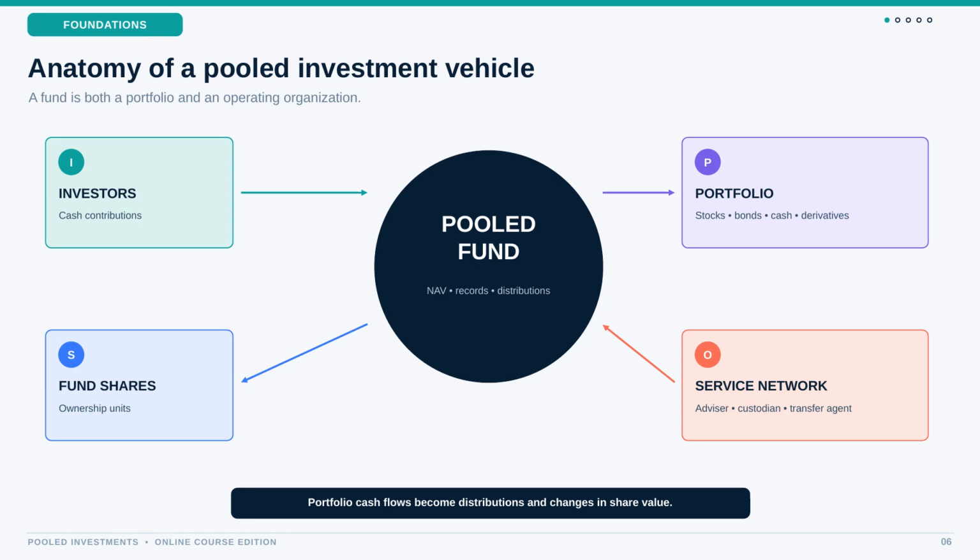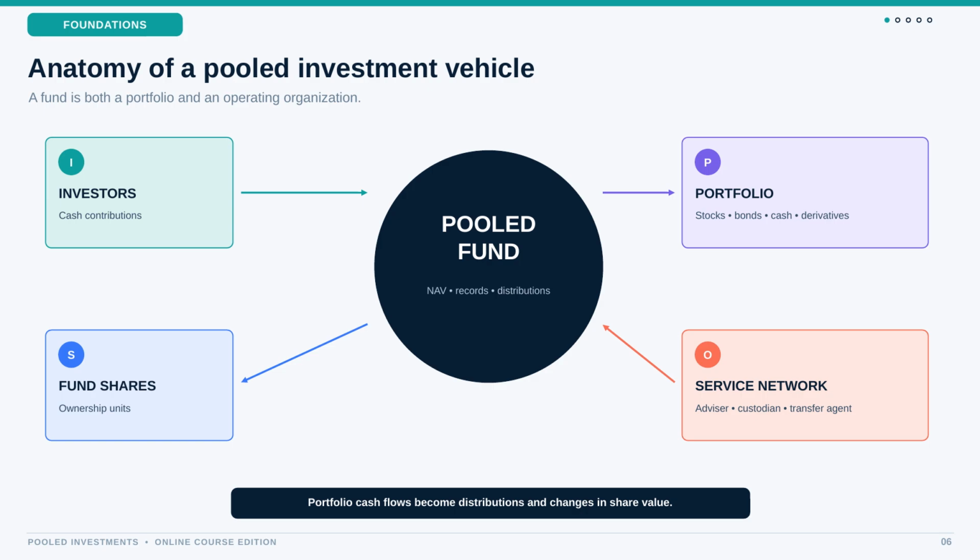A pooled fund has 4 moving parts. Investors contribute cash and receive fund shares. The fund or trust owns a portfolio of securities. An advisor or sponsor follows the stated strategy, while service providers handle custody, accounting, transfer agency, and distribution. Dividends, interest, realized gains, and changes in market value flow back to shareholders through distributions or changes in share value.